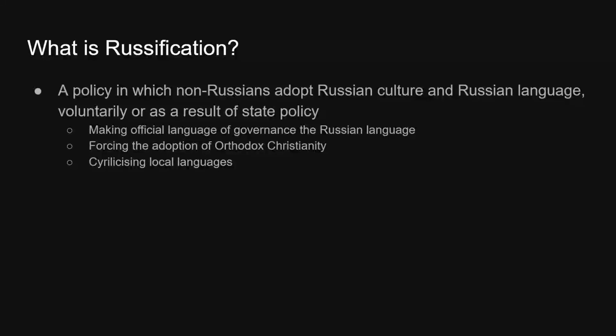Russification. So the term Russification refers to a policy or policies that intended to assimilate non-Russians by making them adopt Russian culture and Russian language. Methods would include making the official language of governance in a region the Russian language, forcing populations to adopt Orthodox Christianity, and Cyrillicizing local languages, or forcing a non-Russian language to adopt the Russian Cyrillic alphabet. This term will become important during the late 1700s and especially during the 1800s.